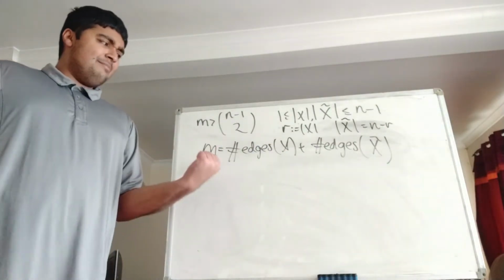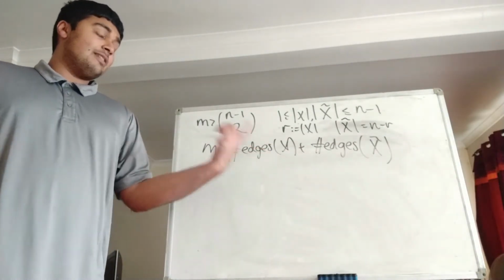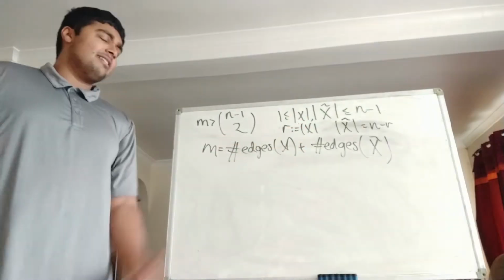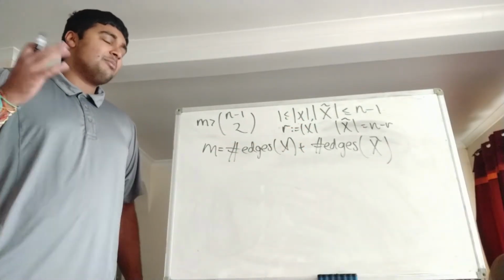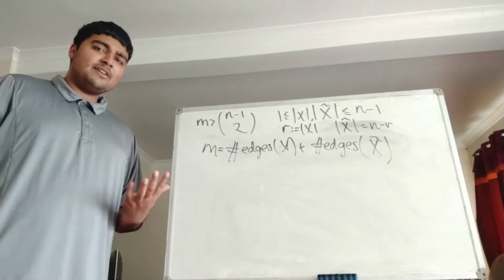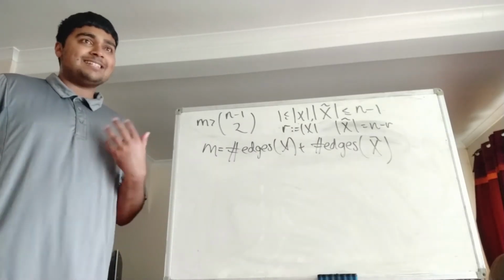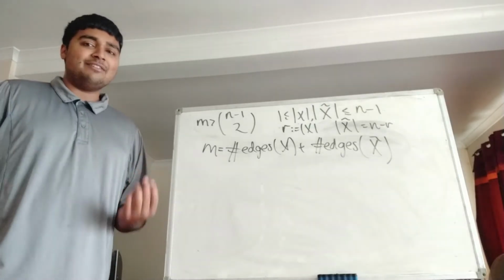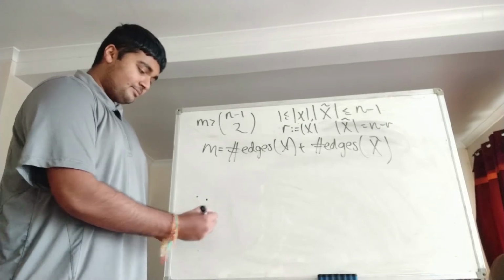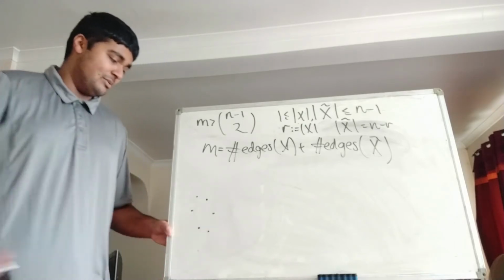So we have m equals the number of edges in X plus the number of edges in X tilde, and we also have the number of vertices in X is r, and the number of vertices in X tilde is n minus r. The next thing we want to do is make an observation, and that is the maximum number of edges a graph can have with k vertices. So suppose we have a graph with k vertices, so this is the case, I guess, k equals 6.